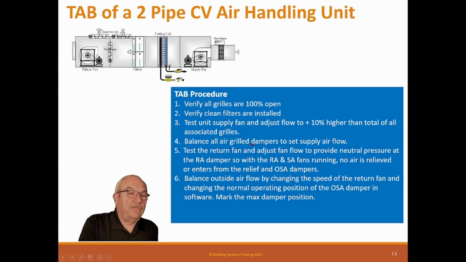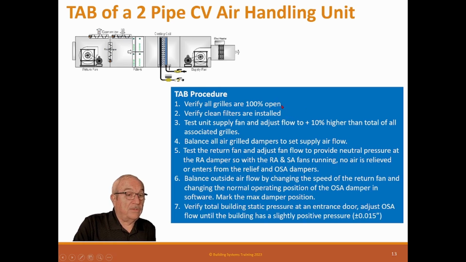Balance the outside airflow by changing the speed of the return fan and changing the normal operating position of the outside air damper in software. Mark the new damper position. And remember, this is a modulating damper, so you're going to have to do this in software. You can't do this with linkage. And the reason is because the sequence said when it's not in operation, that damper needs to be closed. So you can't adjust linkage. That needs to be done in software.